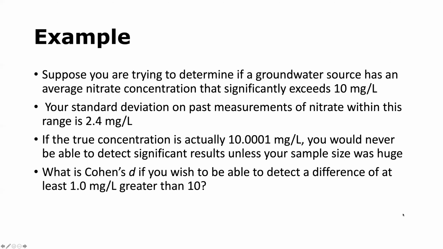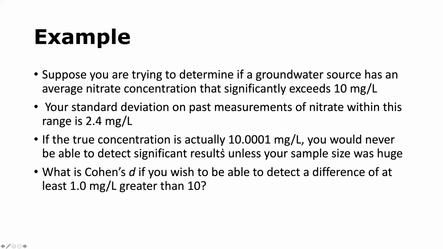Let's do an example because it'll be easier to understand, I think, with an applied situation. So let's suppose that we're trying to determine if a groundwater source has an average nitrate concentration that's significantly greater than 10 milligrams per liter. Our standard deviation on past measurements, let's say we know from past studies that when we measure nitrate in these types of systems, our standard deviation usually comes out to 2.4.